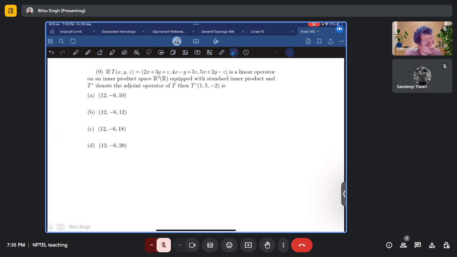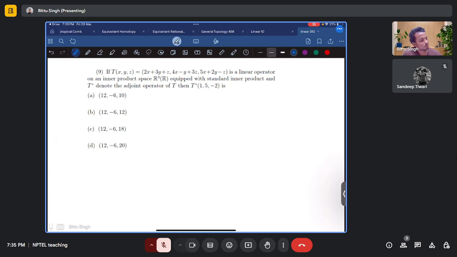So the next question: the linear operator is given by this formula. R3 is a vector space over R, and the standard inner product is considered. What is the adjoint operator T star applied to (1, 5, minus 2)? Again we already know the formula, so we'll use that formula.